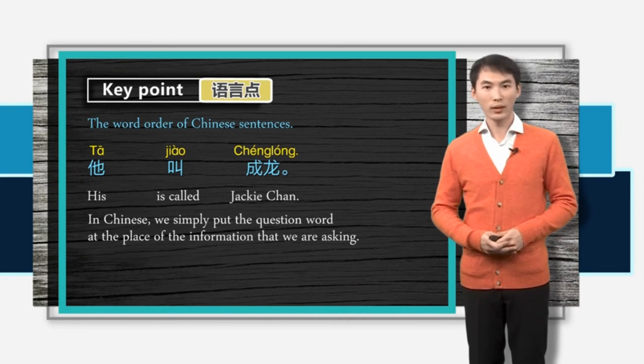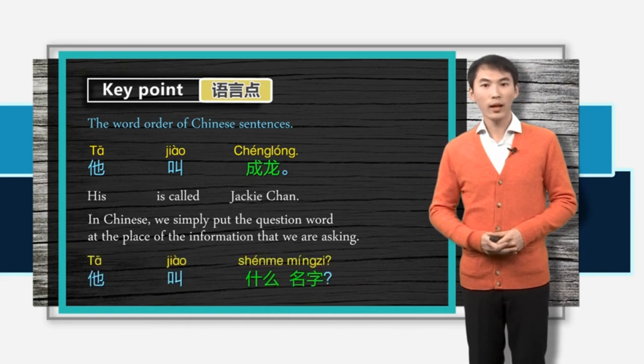However, in Chinese, the word order of a question and of an answer is the same. We just simply put the question word at the place of the information that we are asking. So, 他叫成龙. The question is, 他叫什么名字? Or we can say, 他叫什么?